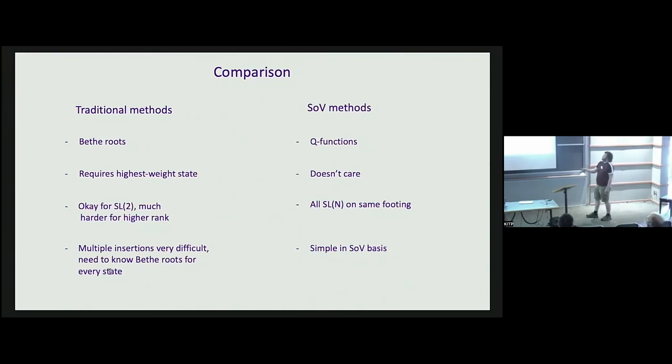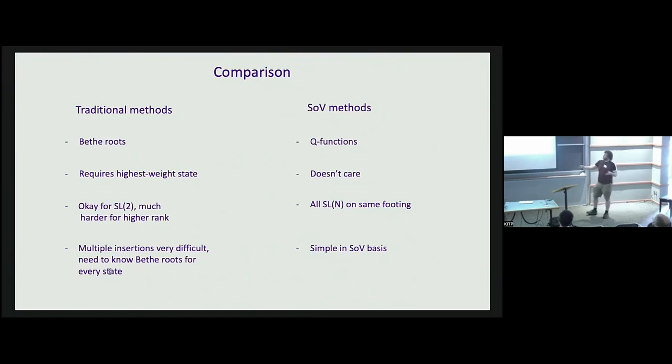Bethe ansatz approaches are perfectly fine for SU2, SL2, but the moment you go to SU3 or higher rank, everything essentially collapses and it becomes very, very difficult. In our approach, all SLN are on the same footing. Just extend the range of the indices and you're done. And multiple insertions are very difficult in the Bethe ansatz type approaches. Why? You can, of course, compute the matrix element in the Bethe ansatz type approach by taking the operator you want, acting on the Bethe vector, moving it all the way through the B's, acting on the vacuum, getting some big recursion relation, and so on. This is very difficult. However, in the SOV basis, this is simple, because you don't need to know anything other than the two external states.